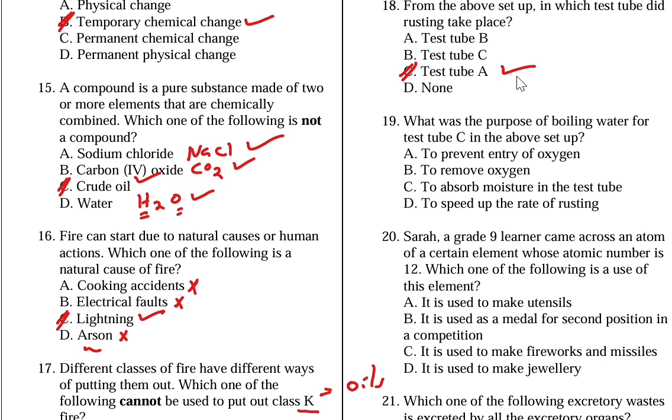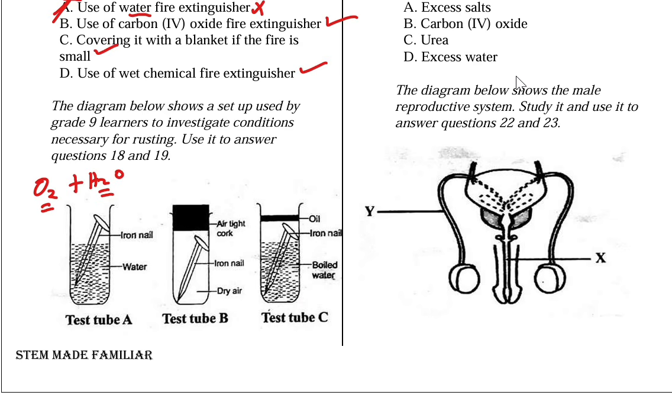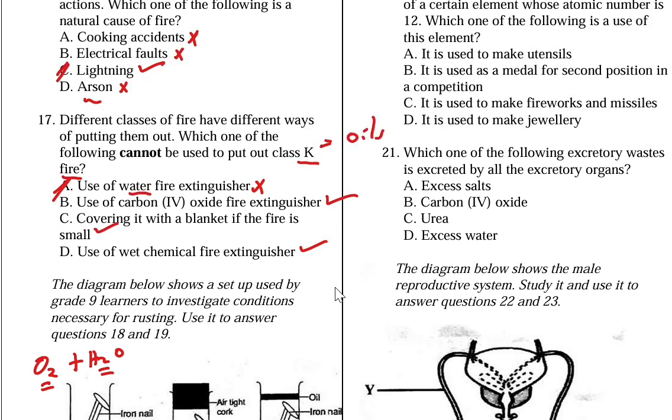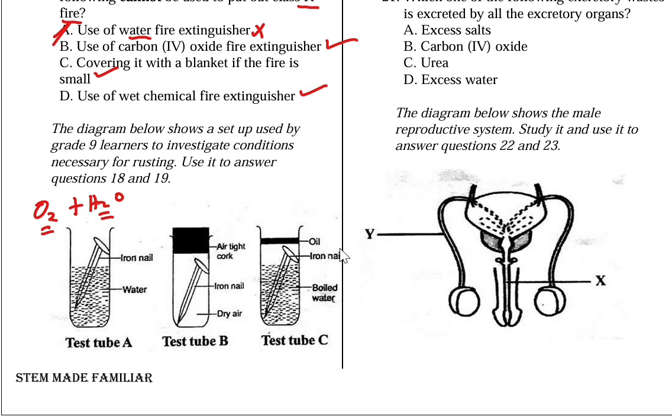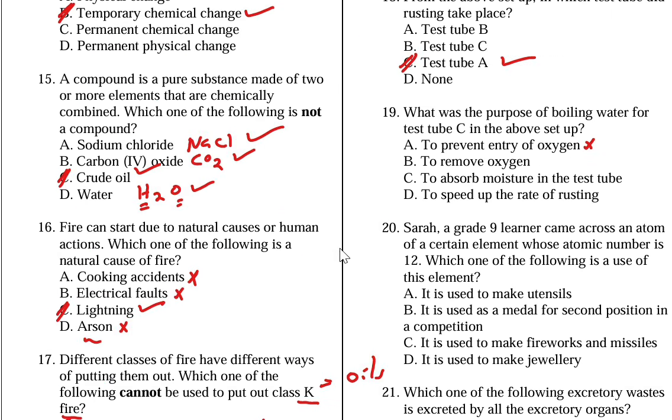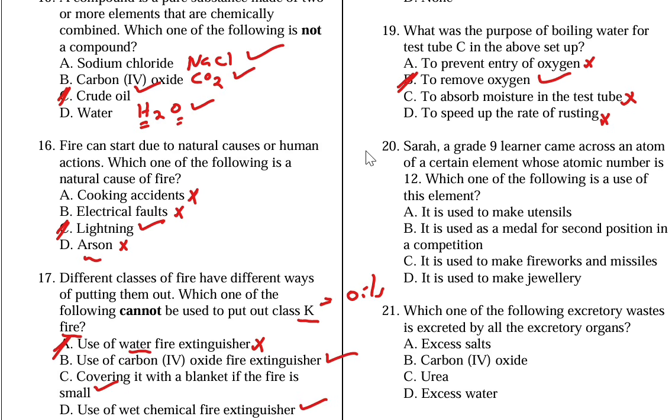Number 19. What was the purpose of boiling water for test tube C? The above setups, you can see for C, the water is boiled. So why do we boil the water? So A is saying to prevent entry of oxygen. That one is not true. This is the role of the oil. You can see here we have a layer of oil. So oil prevents entry of oxygen, and therefore that is not the answer. C, to absorb moisture in the test tube, not true. And even D, to speed up the rate of rusting, not the answer. And therefore, we boil to remove oxygen. The answer is B.